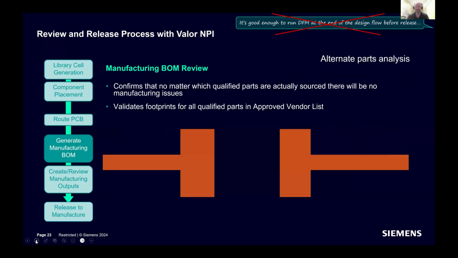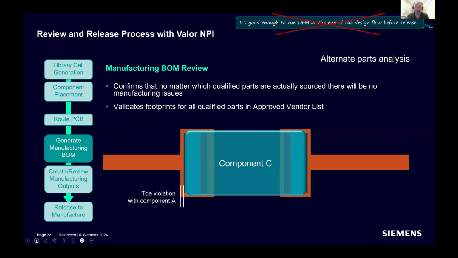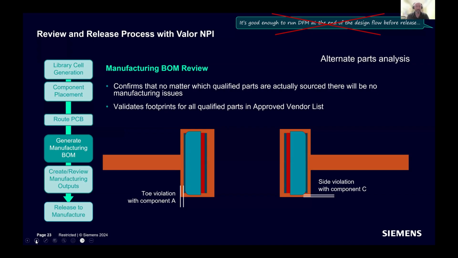So what we can do in the DFM application is actually do an analysis of all three components and make sure that they're all good for that specific design. And it could be that B and C are good options, but A has a significant issue, and then we have to tell procurement that we need a different component.